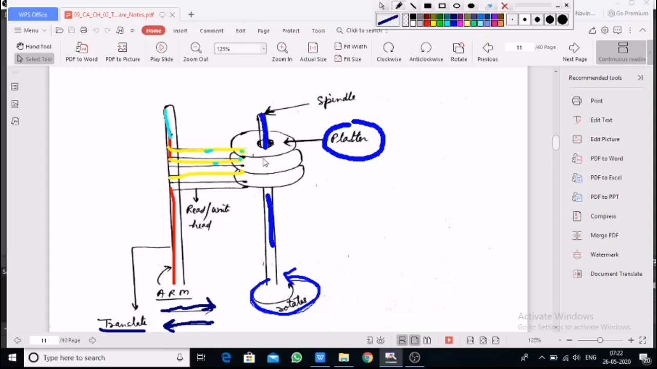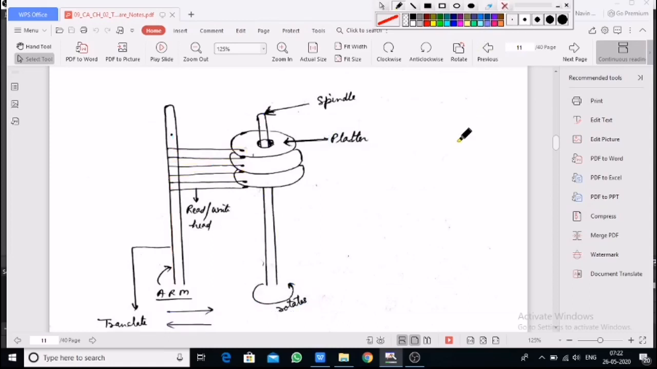So what are the different components? The different components are spindle, then platter, then heads, then arm. That's it. Four components. So this is how a hard disk drive functions.